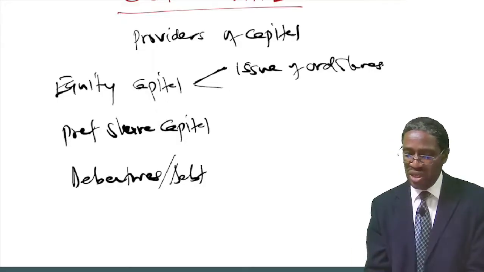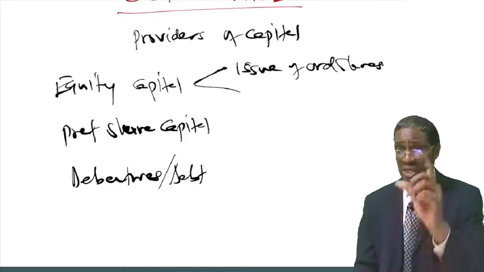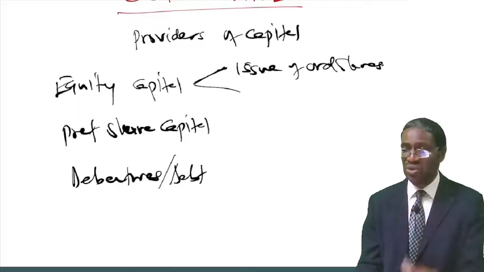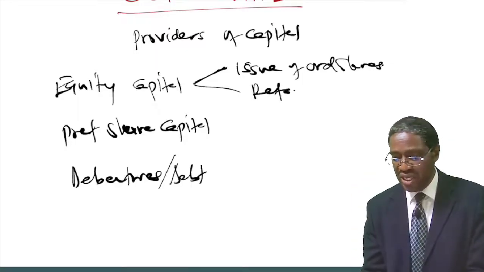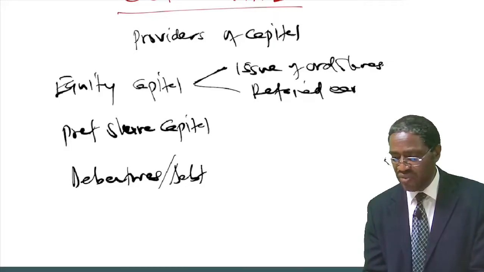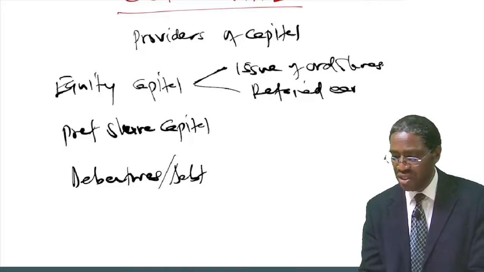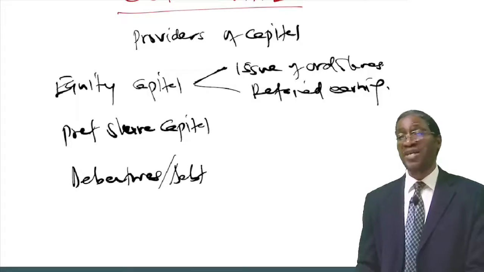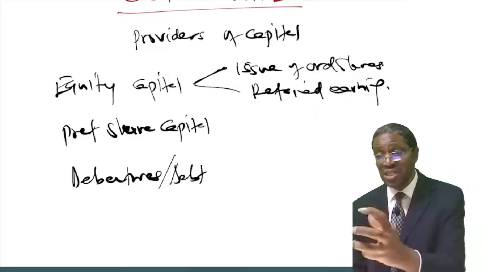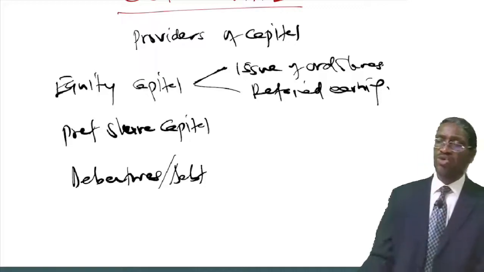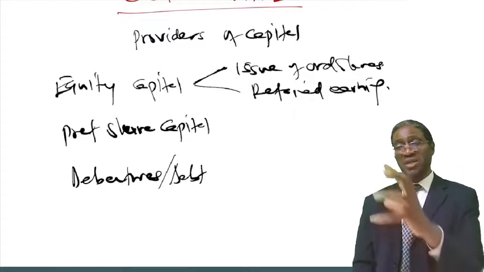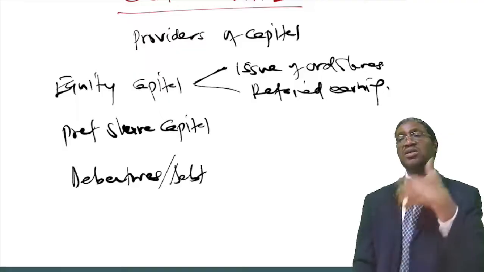The other way you can raise capital through equity capital is to utilize what we call retained earnings. Whatever the retained earnings in your company are, you can use them to finance your business. You have been retaining some profit over the years, and you can use it to finance your business. Remember, instead of distributing the profit, you retained it.